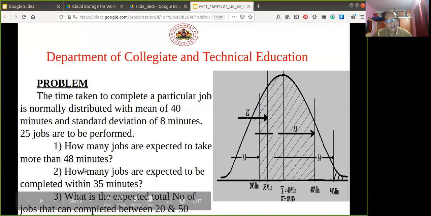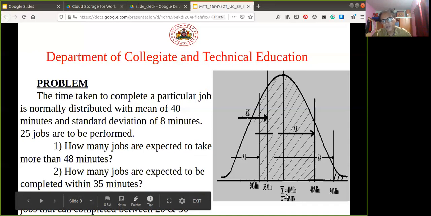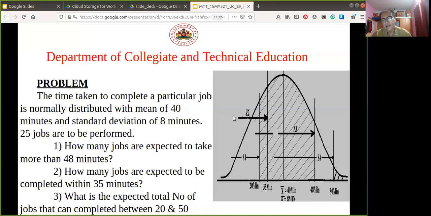The second part asks how many jobs are expected to be completed within 35 minutes. See here, this line indicates the 35-minute line. I have called the area up to this line Z2.